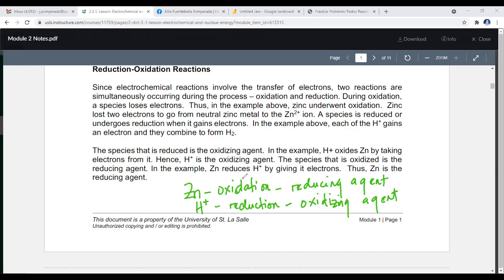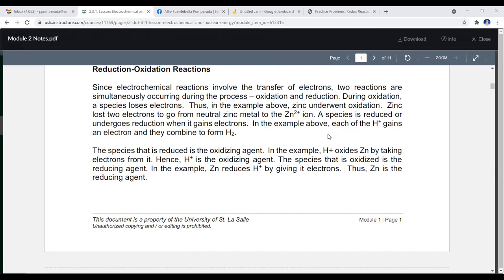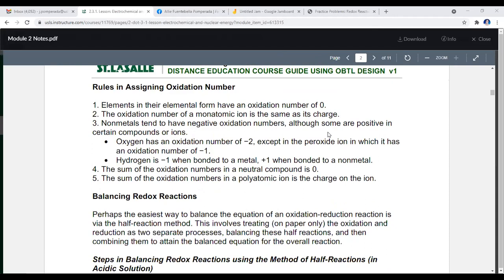Okay, so we clear all drawings now. We proceed to what is written below. Now we go to the rules in assigning oxidation numbers. After this, I will show you the periodic table again as a review and tell you how you can determine the oxidation number or oxidation state of a particular element based on where it is located in your periodic table. So how do we assign oxidation numbers?